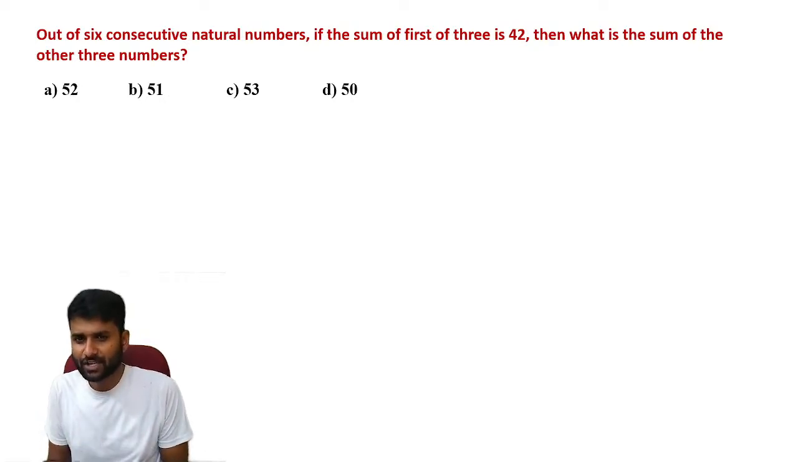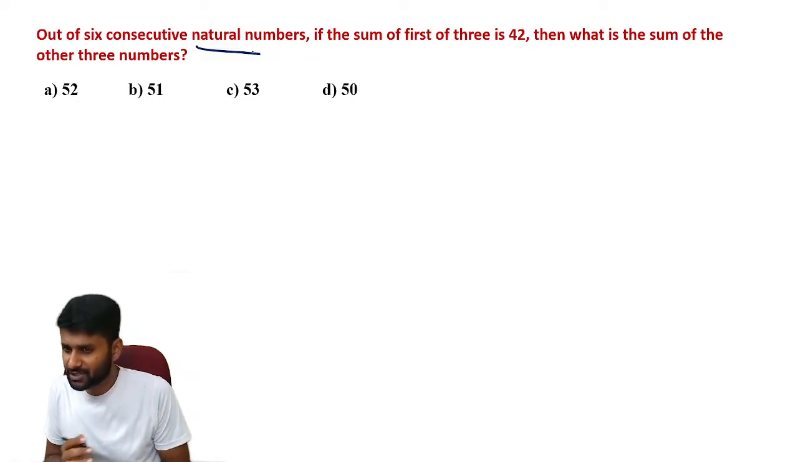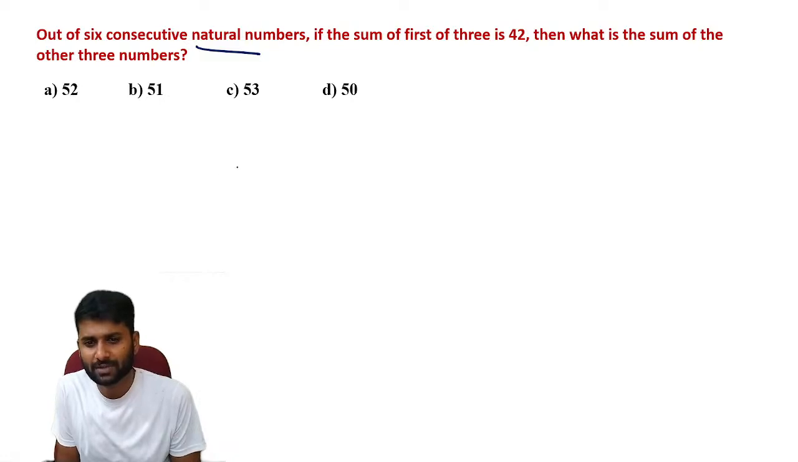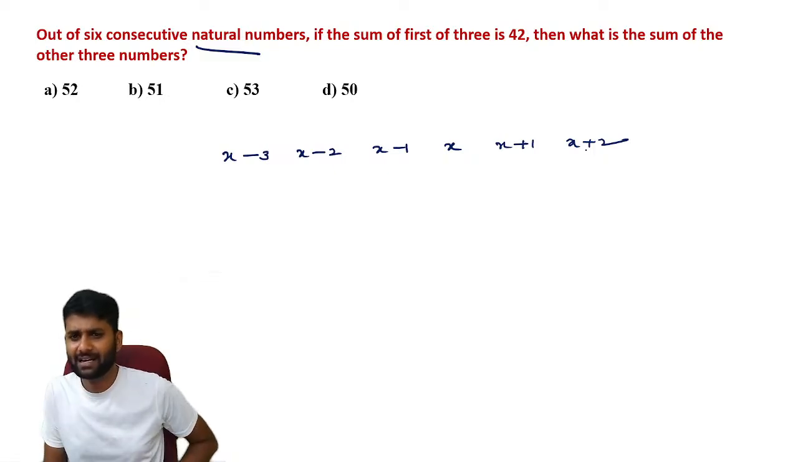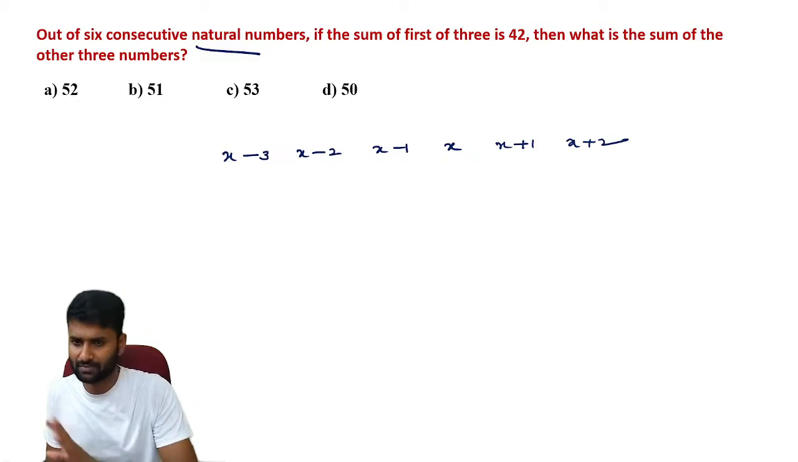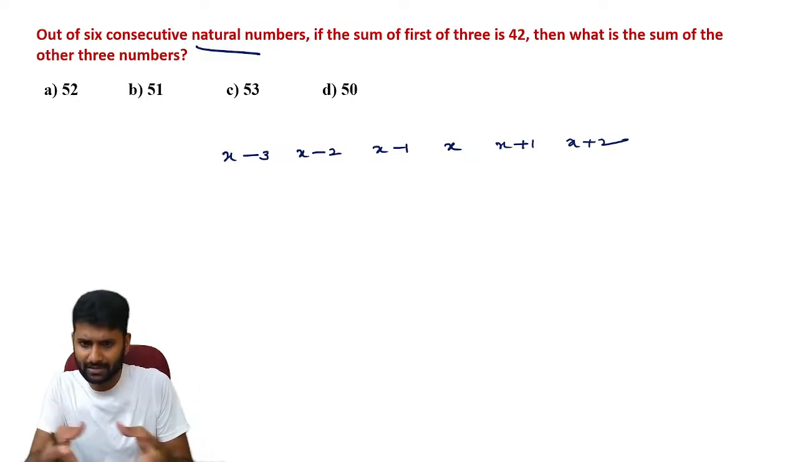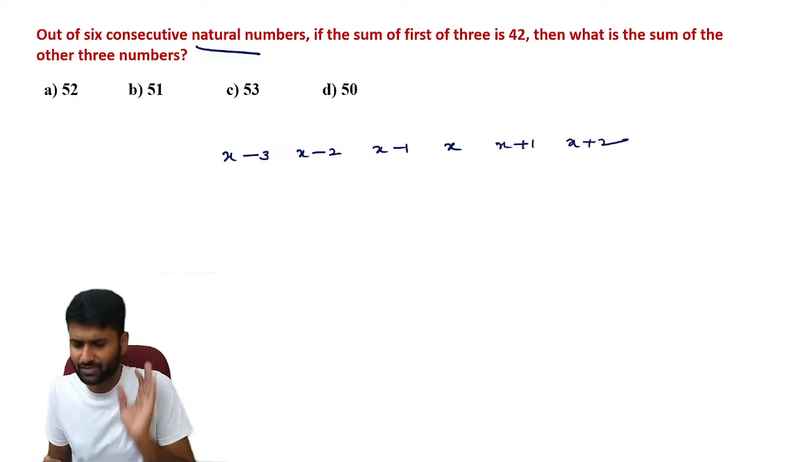Out of 6 consecutive natural numbers, if the sum of the first 3 numbers is 42, what is the sum of the other 3 numbers? Now, consecutive numbers can be taken as x minus 3, x minus 2, x minus 1, x, x plus 1, x plus 2. You should understand, guys, natural numbers means the difference from number to number is 1. We need the difference between any two consecutive numbers to be 1.